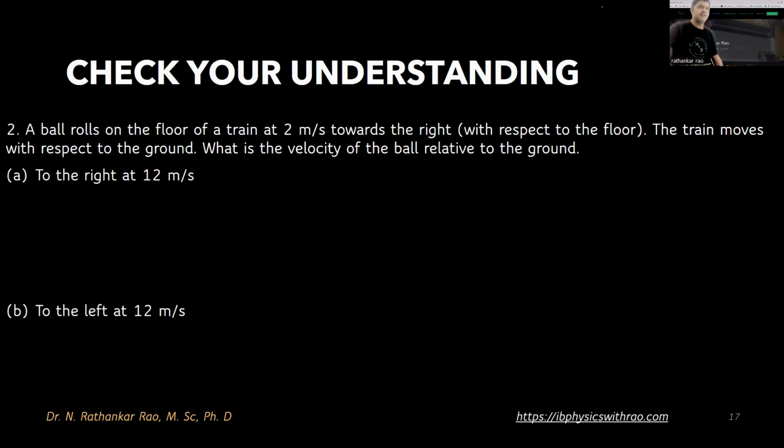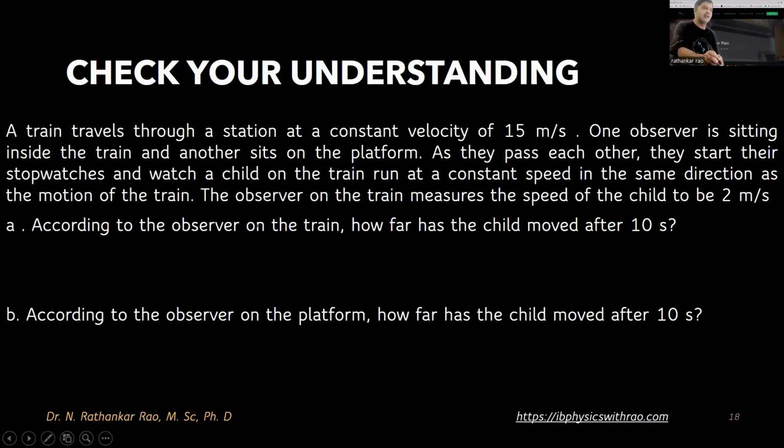The next problem says a ball rolls on the floor of a train at 2 meters per second towards the right with respect to the floor. So you have a train which is moving, and this is the moving train. The train moves with respect to the ground. What is the velocity of the ball relative to the ground, to the right, if the train is moving at 12 meters per second?